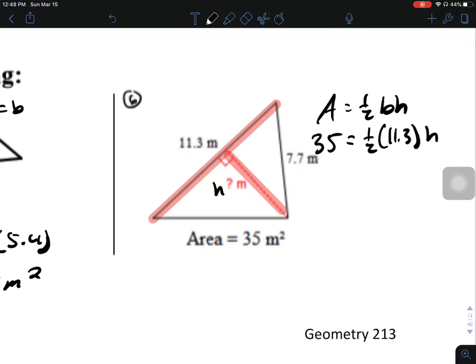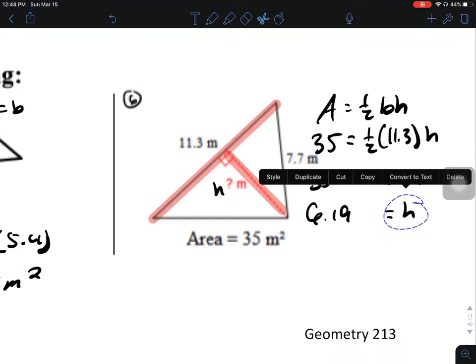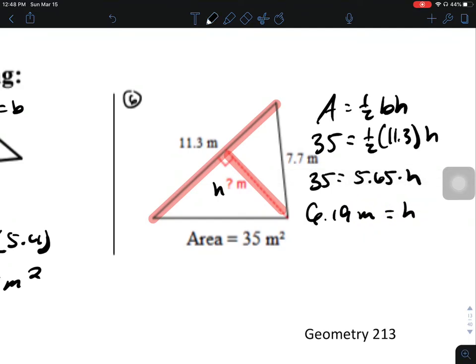1/2 of 11.3 is 5.65. If you divide both sides by 5.65, so in other words, you're dividing 35 by that, you're going to get 6.19. The units we are using here for the height would be meters. So the height is 6.19 meters.